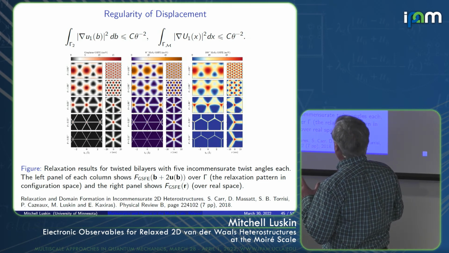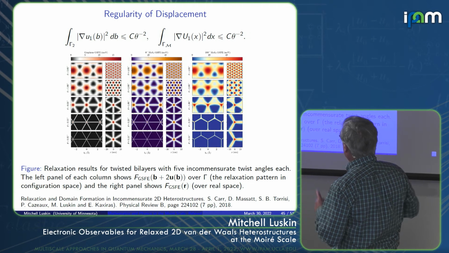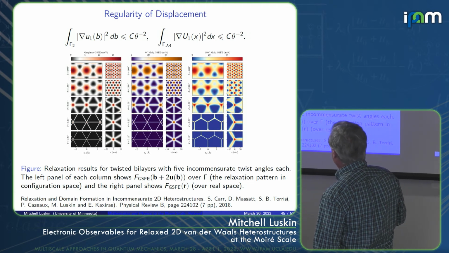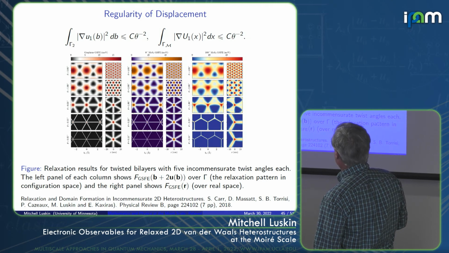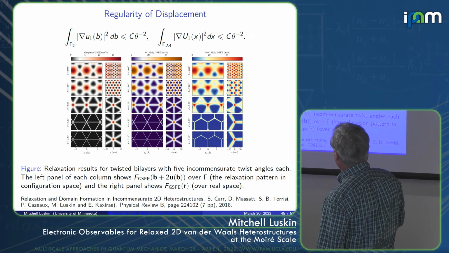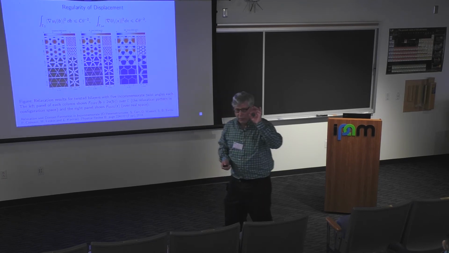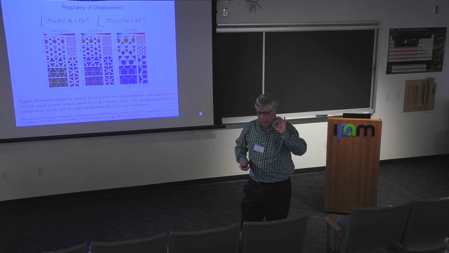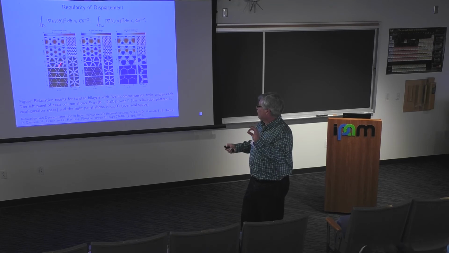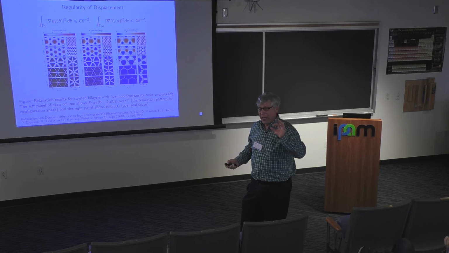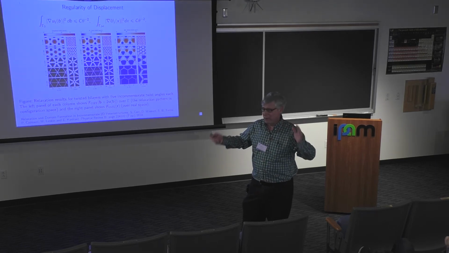This dysregistry goes like 1 over theta squared. So what that means is, this is in configuration space, I'm looking at the displacement. As the angle gets smaller and smaller, the width of your transition between AB and BA gets halved. Whereas in real space, the width is actually asymptotically constant, where it's 5 atoms or whatever.